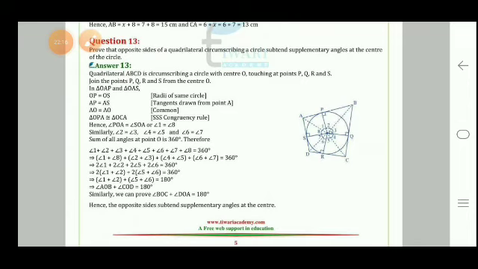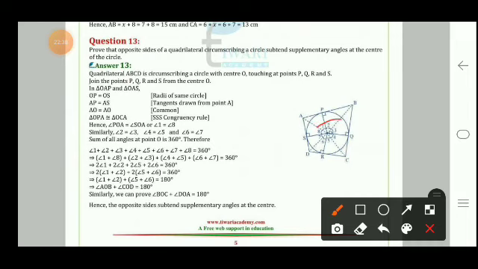So what do we have to show? We have to show that these opposite angles, the sum of these two angles is 180, the sum of these two angles is 180. In this way we have to show. So looking at quadrilateral ABCD circumscribing a circle with the center O touching at the points P, Q, R and S, joining the points P, Q, R and S to the center O. So we have triangles OAP and OAS. As we have done earlier, so we have here OP.